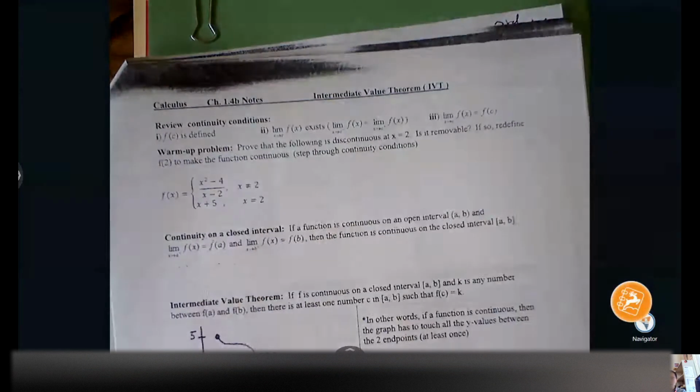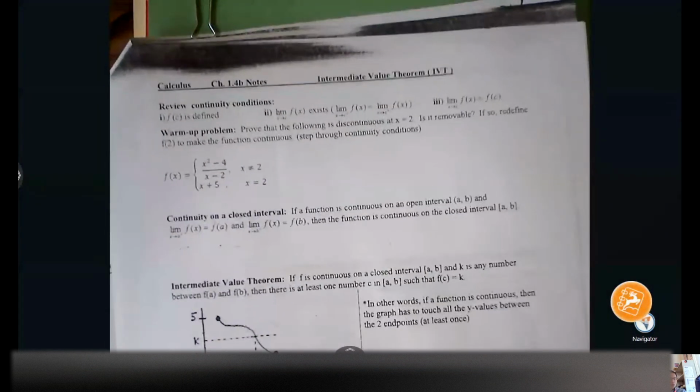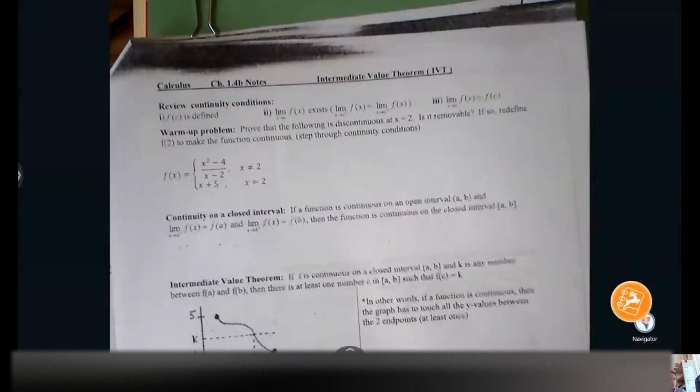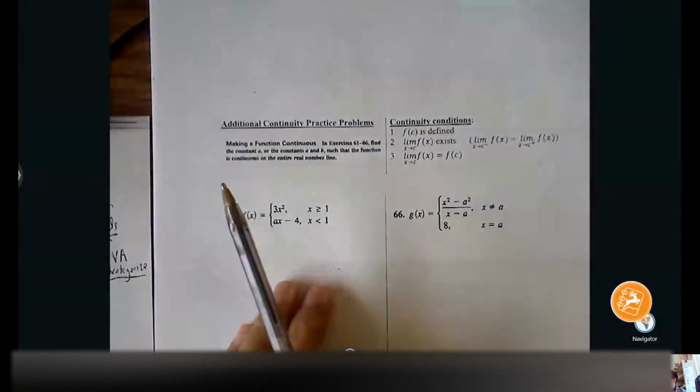I want us to finish the 1.4b notes. Well, we've done the notes. There are just some additional problems that will be good as test review that we didn't get to yet. So on the back of the 1.4b, we have 61 and 66. We're going to spend time working through these problems, and this will be good for our test review as well.